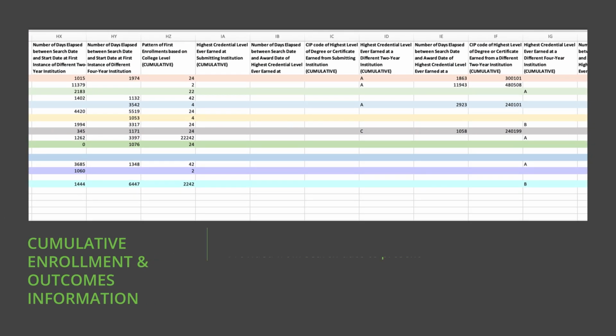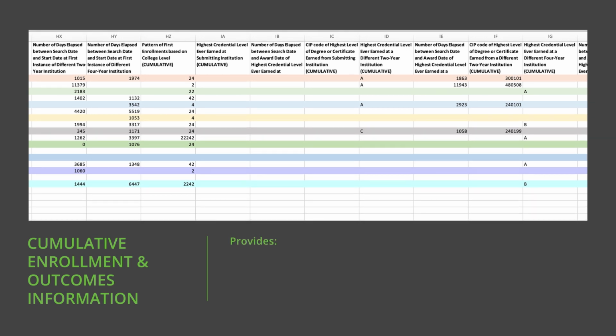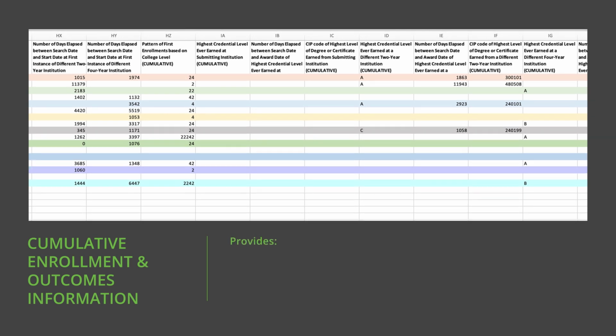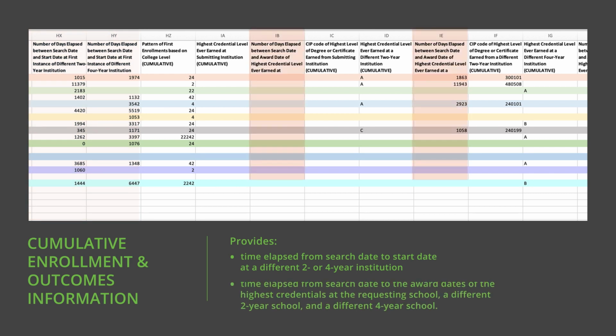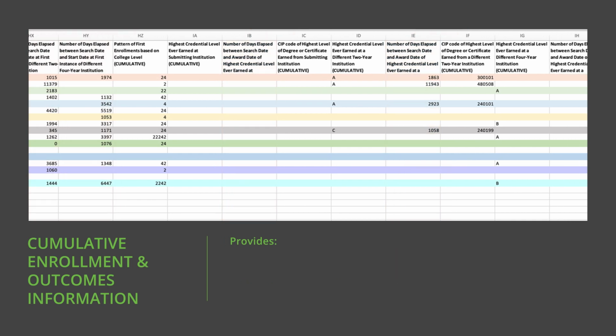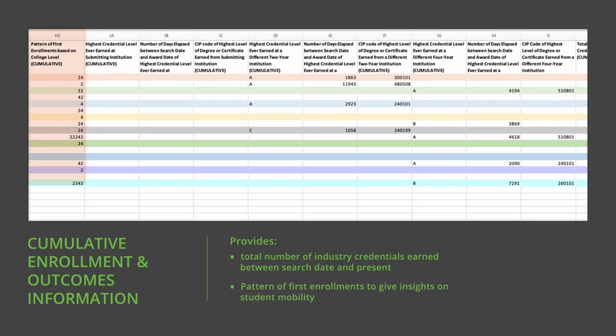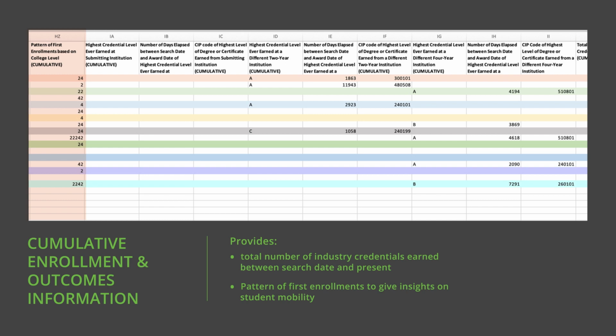Cumulative enrollment and outcome information are provided from search date to present. This section provides the following information: time elapsed from search date to start date at a different 2- or 4-year institution, time elapsed from search date to the award dates of the highest credentials at the requesting school, a different 2-year school, and a different 4-year school, total number of industry credentials earned between search date and present, and pattern of first enrollments to give insights on student mobility.